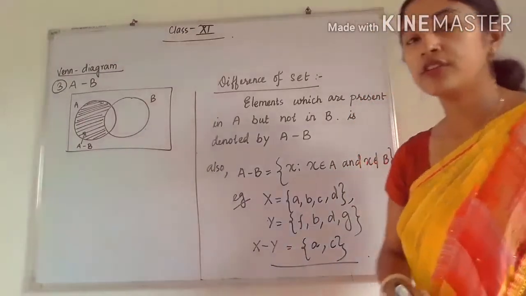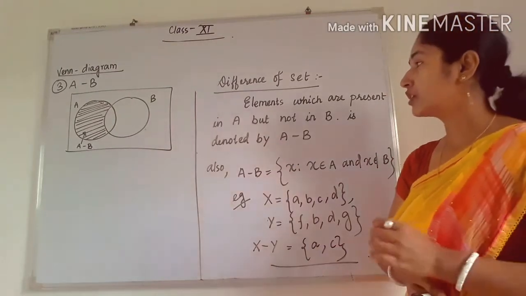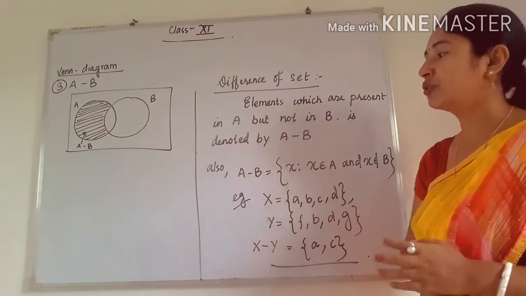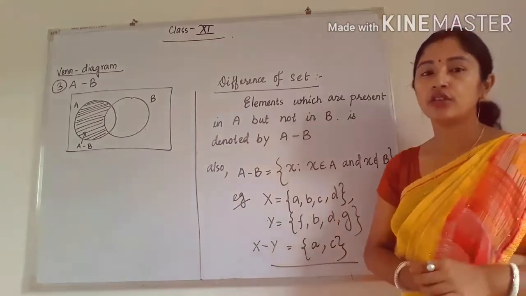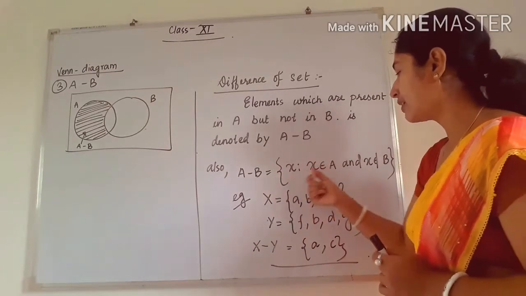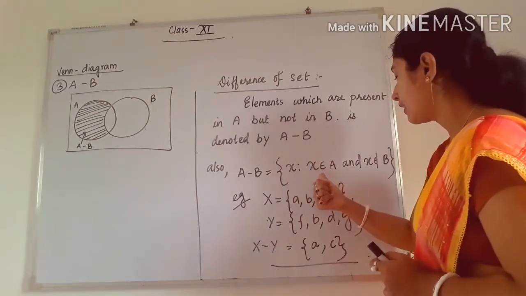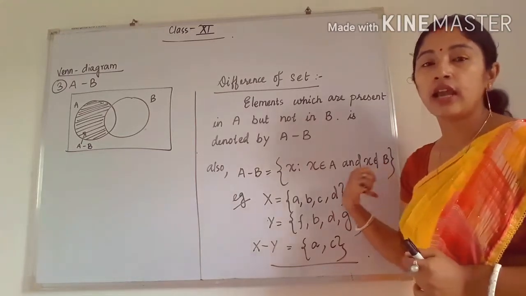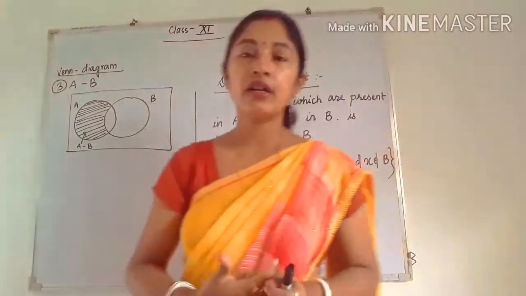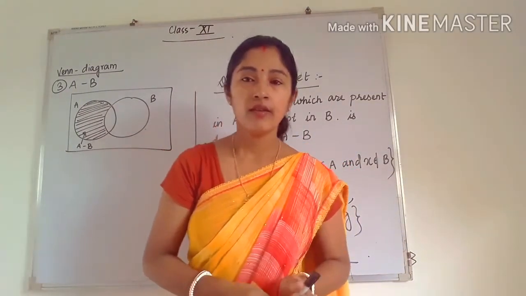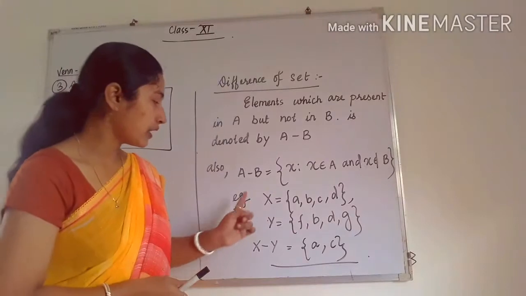Next is difference of sets. What is the definition? The elements which are present in A but not in B are denoted by A minus B. So this is the difference of two sets. A minus B is denoted as the set of all x such that x belongs to A and x does not belong to B. The elements which are present in A but not in B are called A minus B. Here you can see the example.